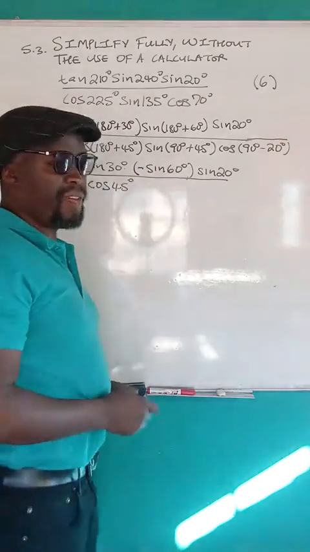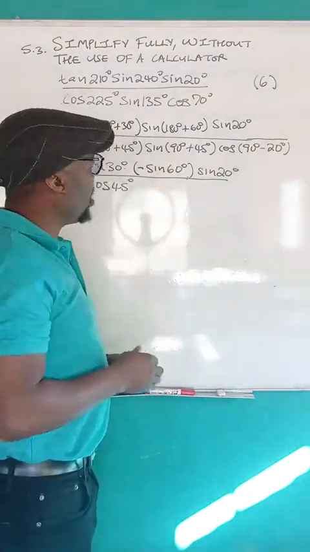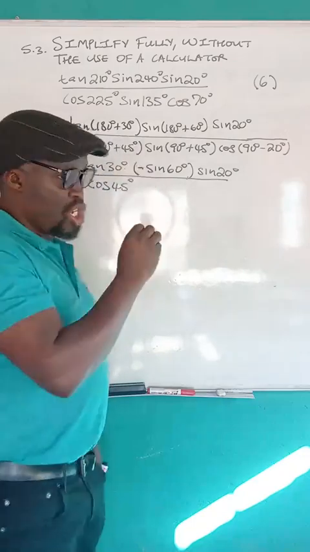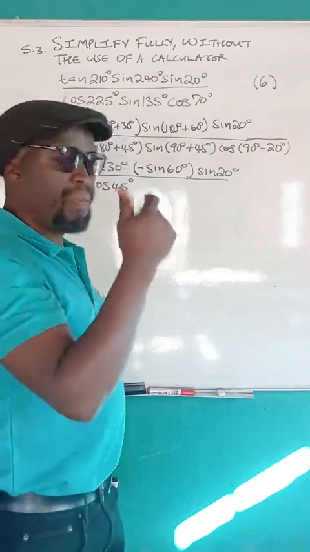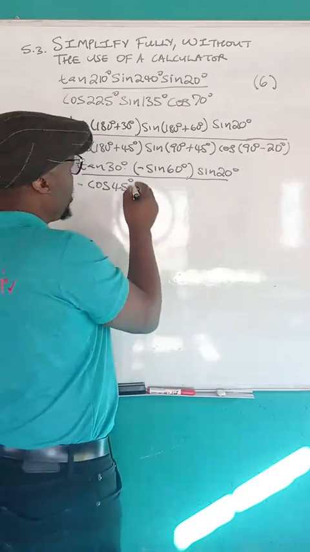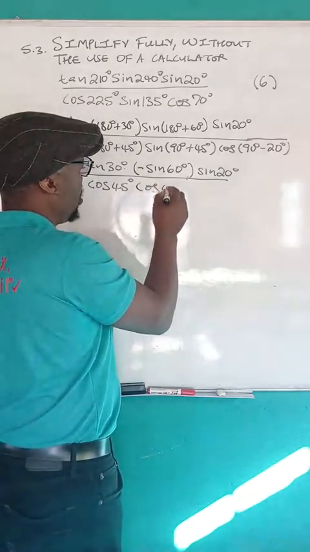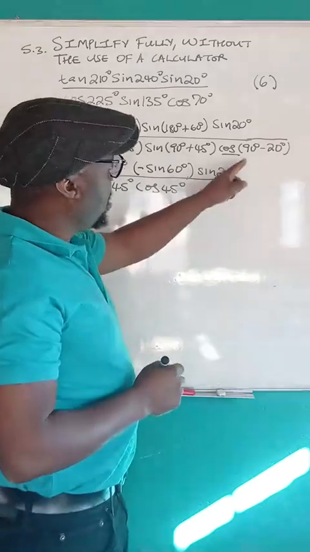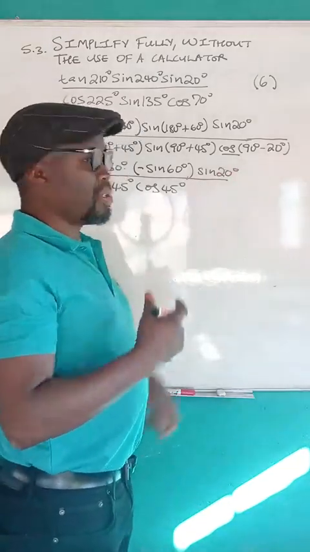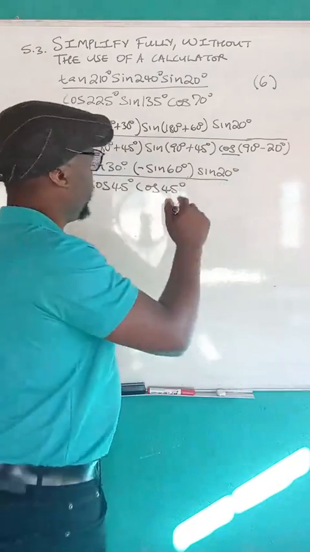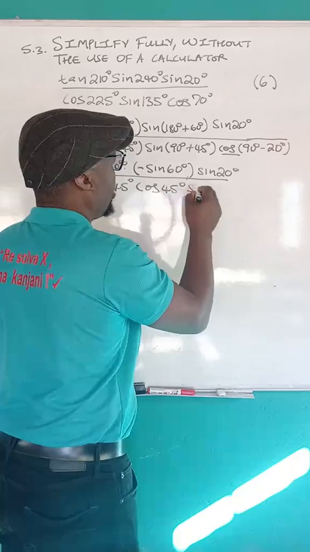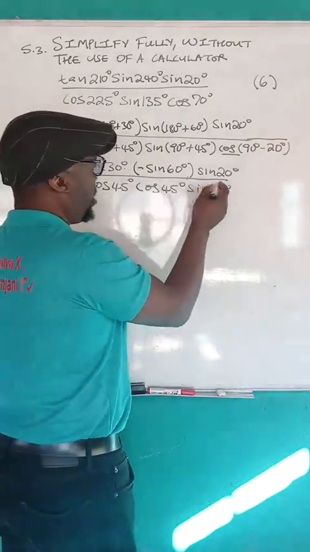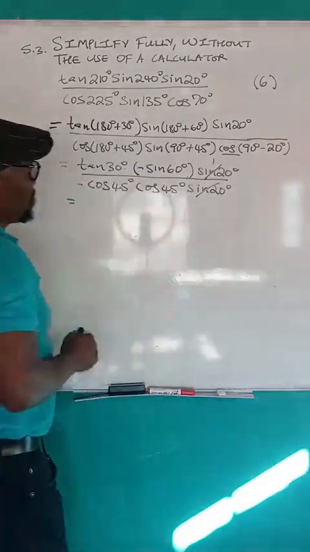Sin 90 degrees plus 45 degrees takes us to the second quadrant, wherein the sin ratio is positive, but the sin ratio will change to the cosine ratio, and we'll get cosine 45 degrees. And cosine 90 degrees minus 20 degrees will also change to the sine ratio. We'll get sine 20 degrees. This goes into that once.